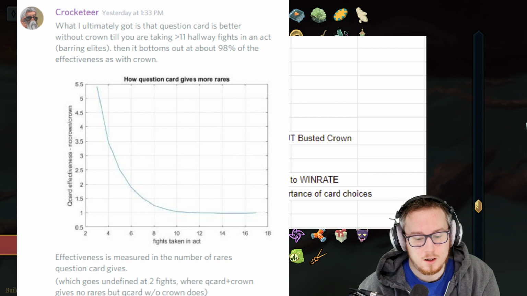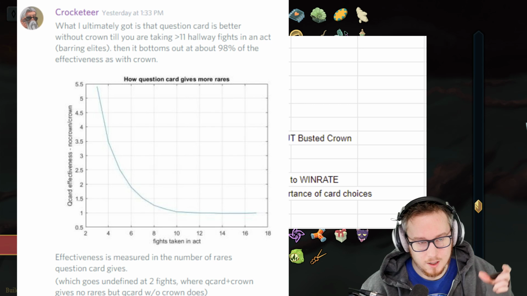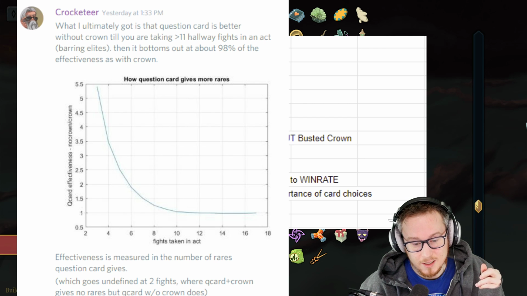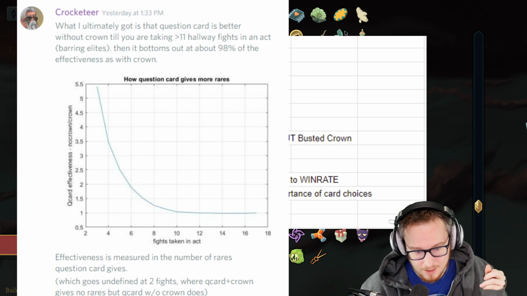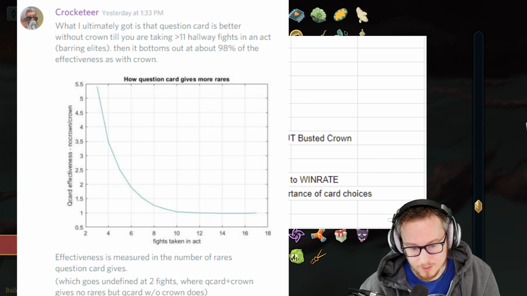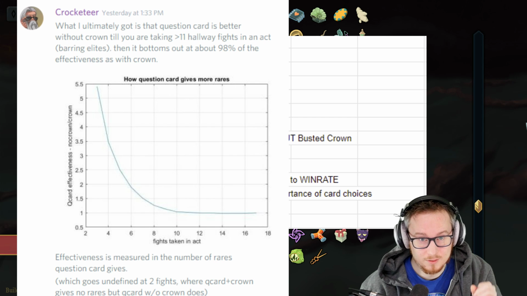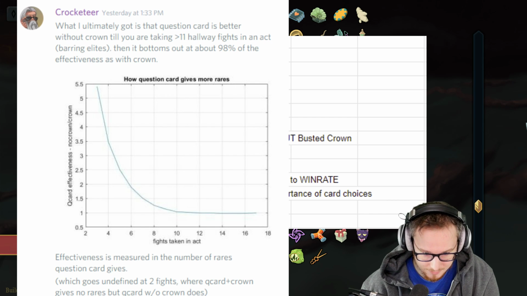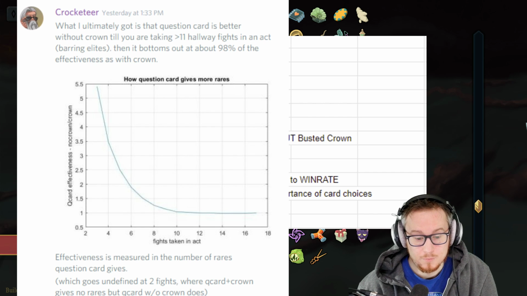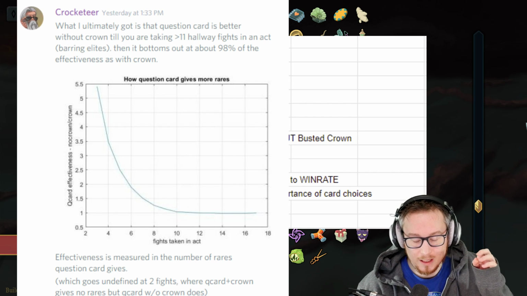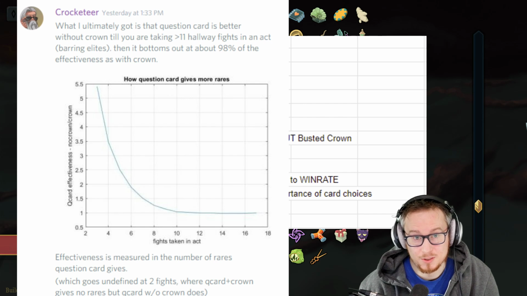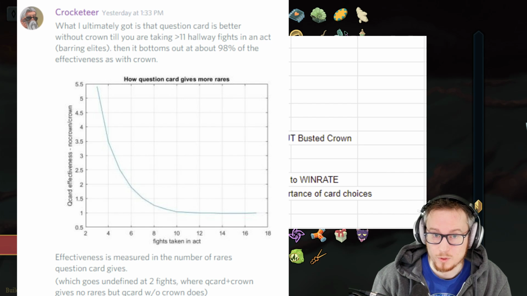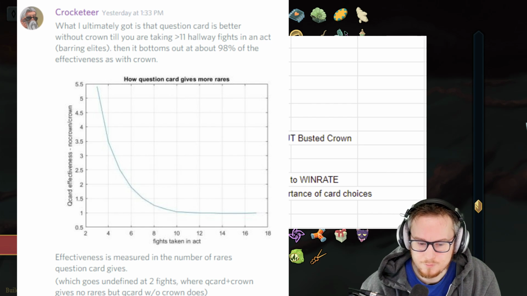And if you look at hallway fights taken in the act, the card generated by Question Card is about 3.5 times as likely to be a rare after you take 4 hallway fights in an act, which is pretty normal. It's pretty normal to have 4 hallway fights in an act, I feel like. It's 3.5 times as likely to generate a rare for you without Busted Crown as it is with Busted Crown in that situation.